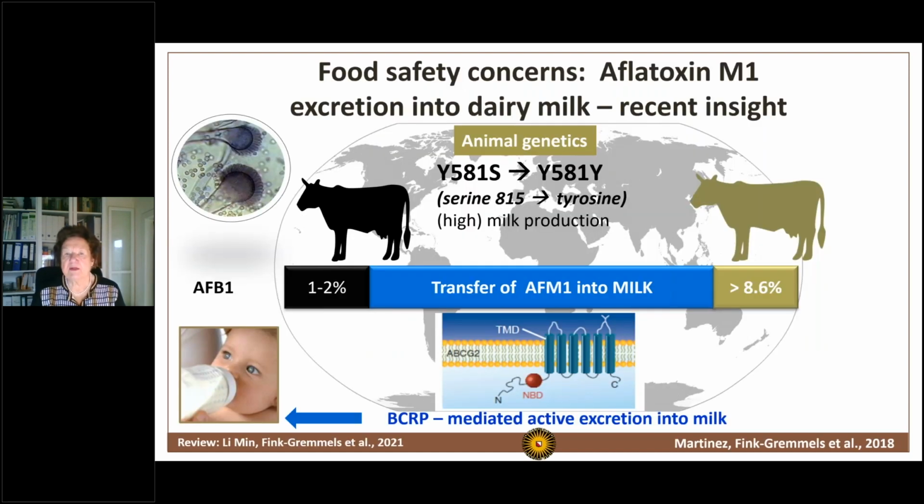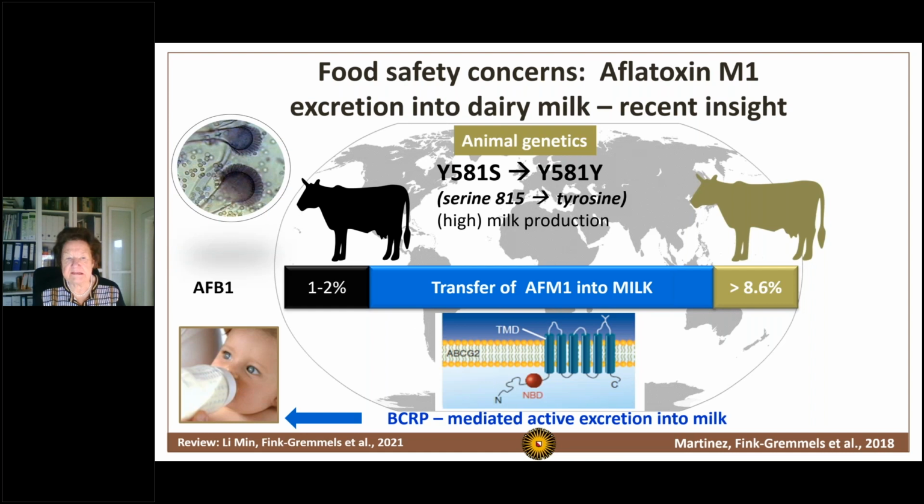Now this is a slide I would like to explain to you. It's very, very technical, because food safety concerns in relation to aflatoxin M1 have now changed. And this is a major subject when you talk in daily practice to dairy farmers and milk control systems, so the quality systems of the dairy industry.